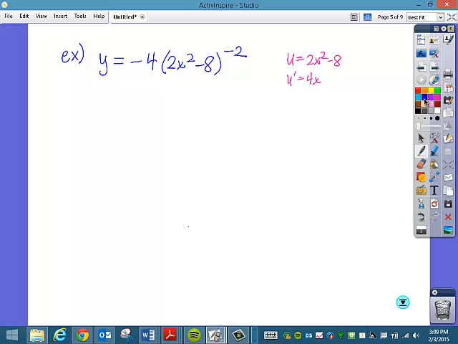So same deal, we're going to take the derivative by using the chain rule. Pull your exponent out front. So negative 2 times negative 4 is 8. You keep the u, you keep the inside the same. Subtract 1 from your exponent, which would be negative 3. And then you multiply by the derivative, which is 4x, the derivative of u.